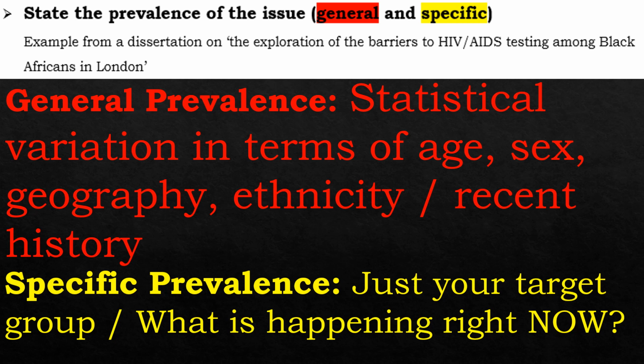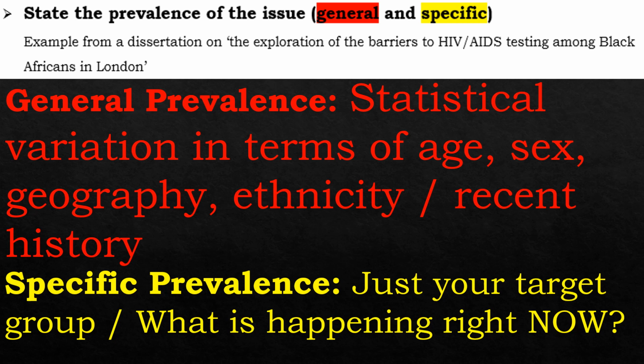In terms of the general prevalence, what is the variation in terms of age, sex, gender, geography, location, ethnicity, race, and the recent history of what has happened with this particular health issue? This is a very general paragraph which she starts the section with, but then she moves on and talks about the specific prevalence, focusing just on her target group, what is happening right now.